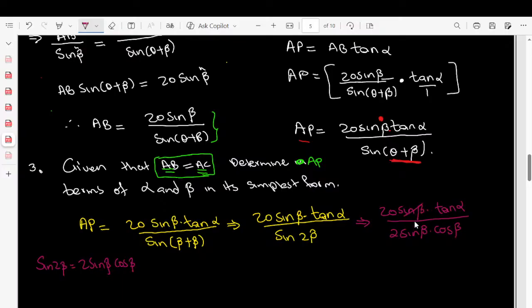So now I can see that this cancels, and then remember, 2 goes into 20 how many times? 2 times. So this will be 10 multiplied by the tan of alpha over the cos beta. So now look at the angles. The angles are different. There's nothing more we can do. This is where we're going to stop. We've managed to simplify AP to its simplest form.